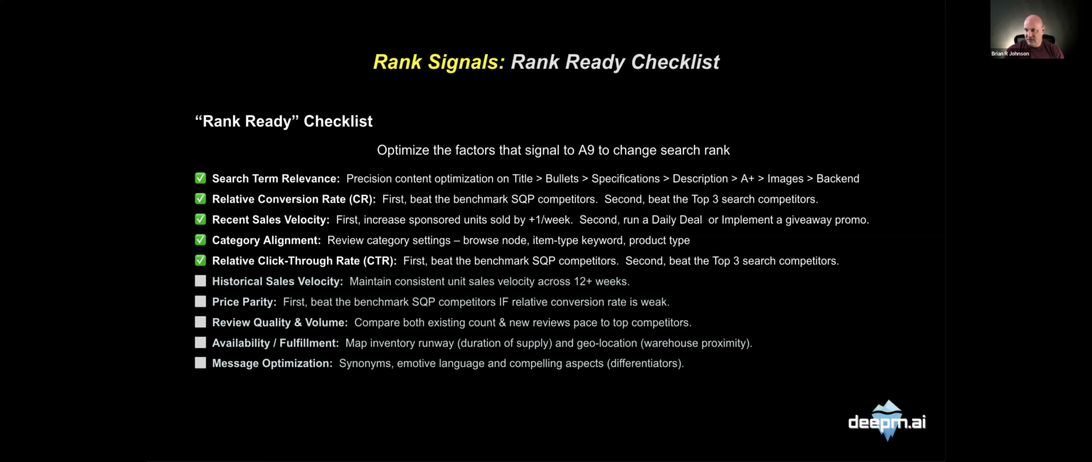Message optimization, last one there. You can test different things in order to increase keyword density and optimize content fields better. Emotive language, compelling aspects, and differentiators. You've certainly heard a lot more given some of the discussions regarding Rufus and Cosmo and how to optimize and have emotive language. Ultimately, that's going to require some A/B split testing.